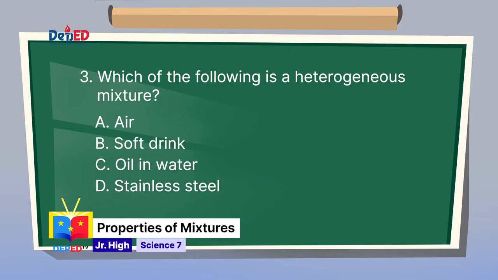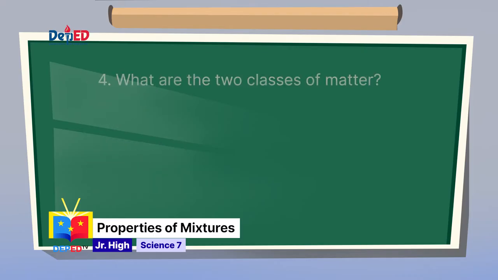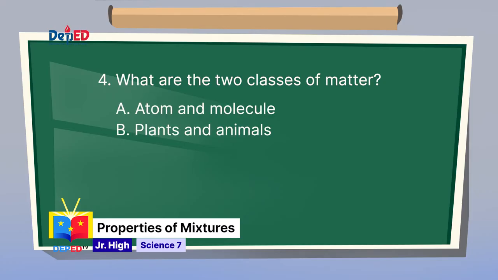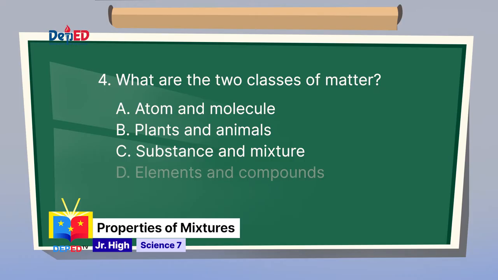Among the following samples, the only mixture is oil in water, and that is letter C. Number 4. What are the two classes of matter? A. Atom and molecule. B. Plants and animals. C. Substance and mixture. D. Elements and compounds.